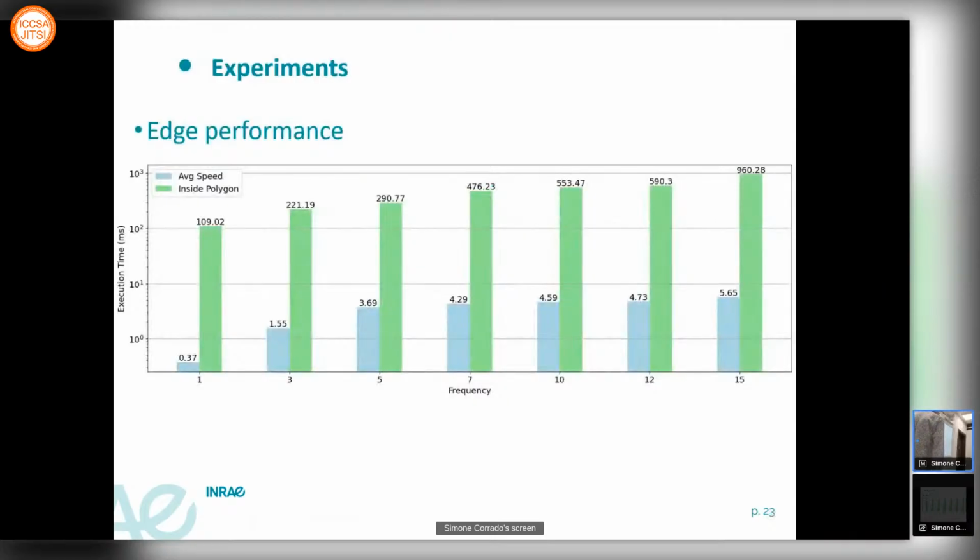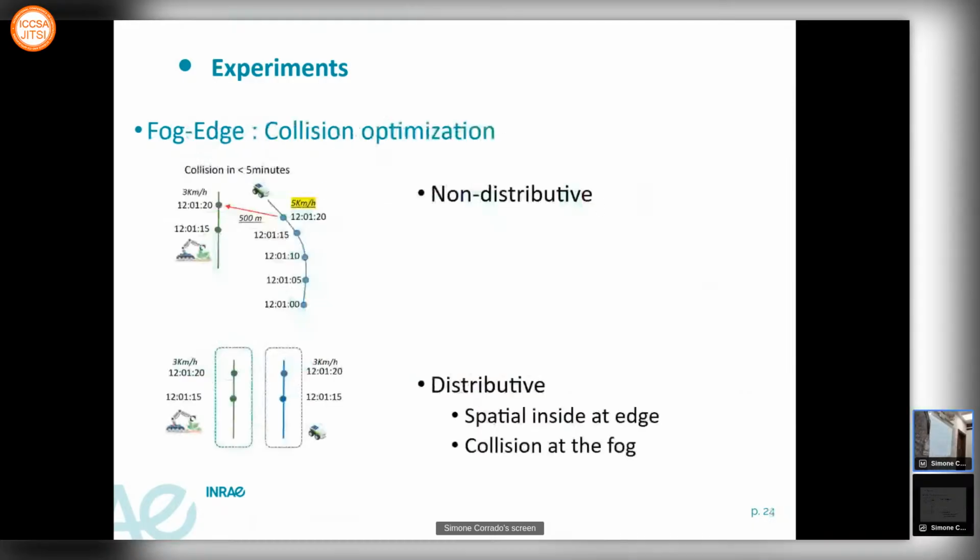Some experiments we have here at edge level with our new extension of Esper. We test the average speed and IM inside the polygon. We can see that performance is some milliseconds, so with high frequency. So we can say that the robot is able to compute it at the fog edge.